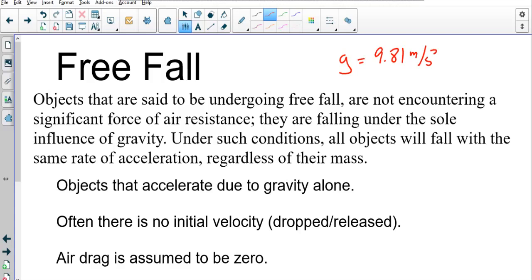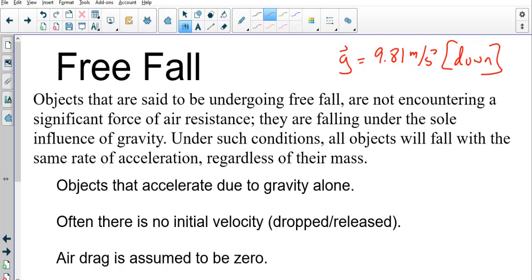That's the global average. Now, of course, this is a vector. It is going downward. So sometimes you'll want to make down the positive value, and therefore you consider it a positive 9.81 meters per second square. And sometimes you'll want to use up as a positive value, and then you have negative 9.81 meters per second square. So this is an acceleration. Technically, it's a gravitational field, but we'll get to that in another lesson.